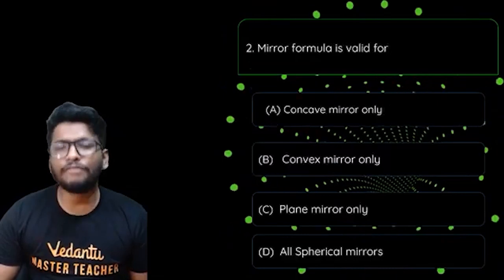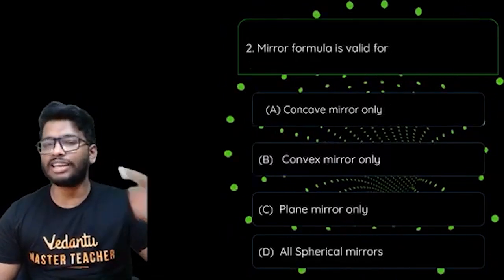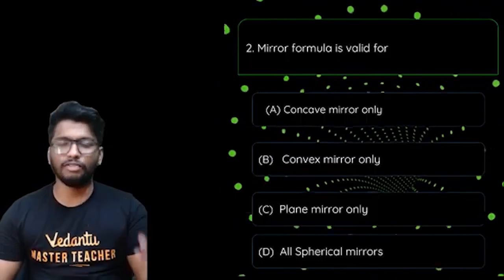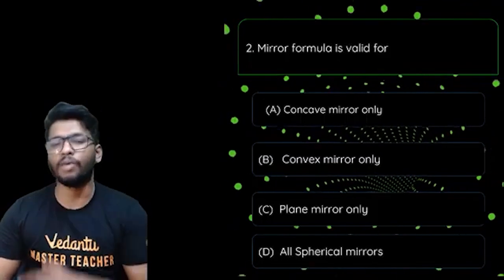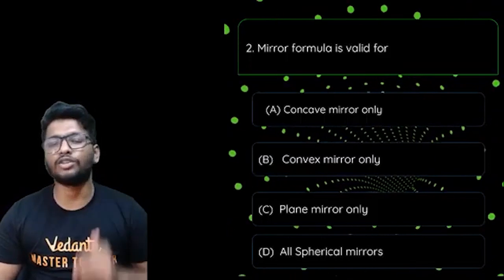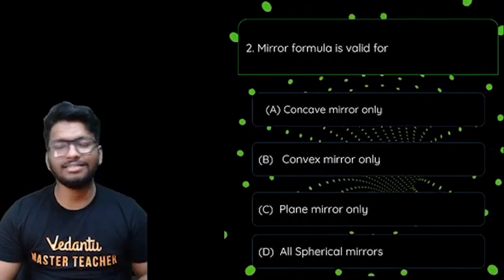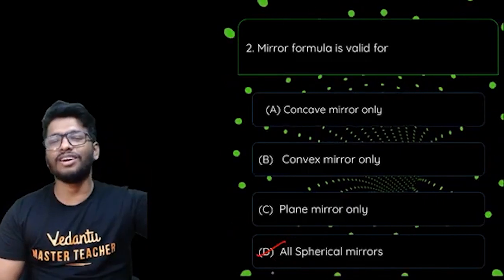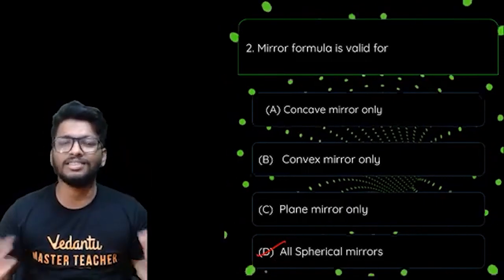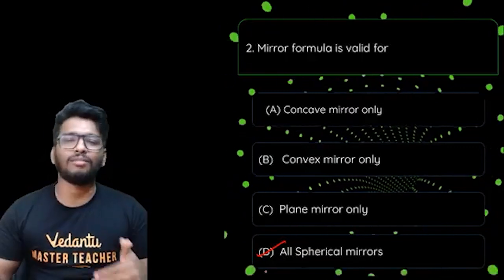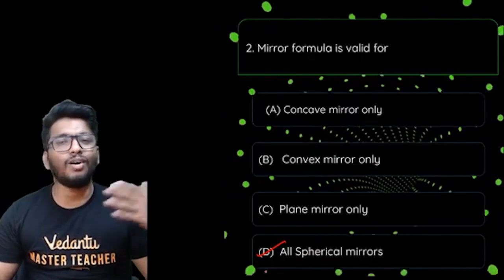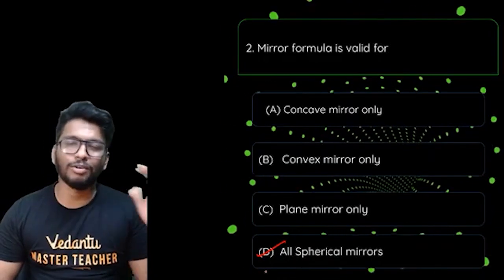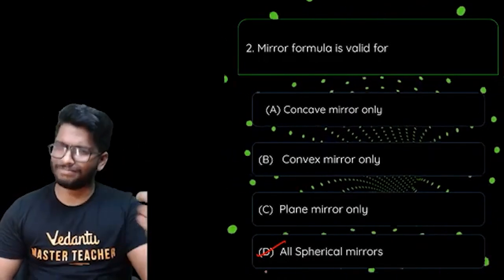Second question. Mirror formula is valid for what? Only concave mirrors, only convex mirrors, plane mirrors, or all spherical mirrors? The mirror formula, which is 1/u plus 1/v is equal to 1/f, is true for which of these? Very simple question again. The right answer? It's all spherical mirrors, guys. Both concave as well as convex mirrors, there's no exception. You can use that formula to find out either the focal length or the distance of the object or the distance of the image, depending on what you want to find, for both concave as well as convex mirrors. Very simple question again.